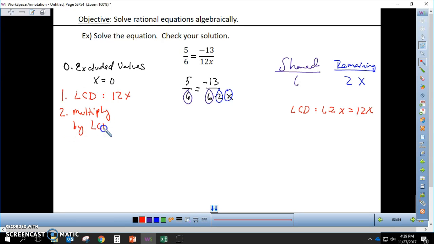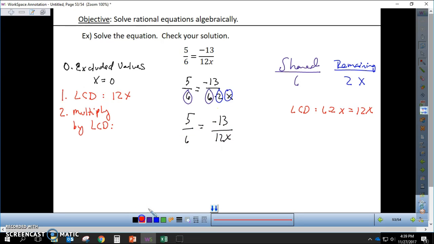Remember, the whole reason that we do this is in step 2, so we can now multiply by the LCD. So when I multiply 5 over 6 and negative 13 over 12x by 12x, this cancels with this. On this side, the 6 reduces this 12 to 2, and we can rewrite this problem as 10x is equal to negative 13.